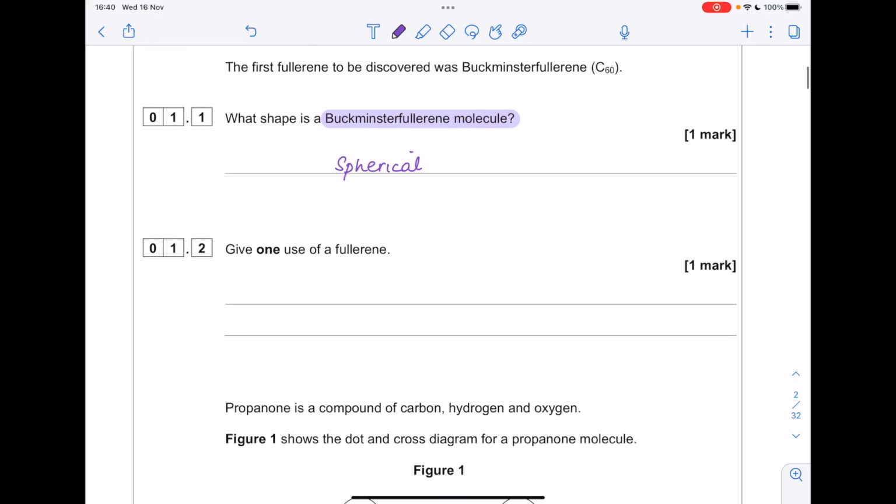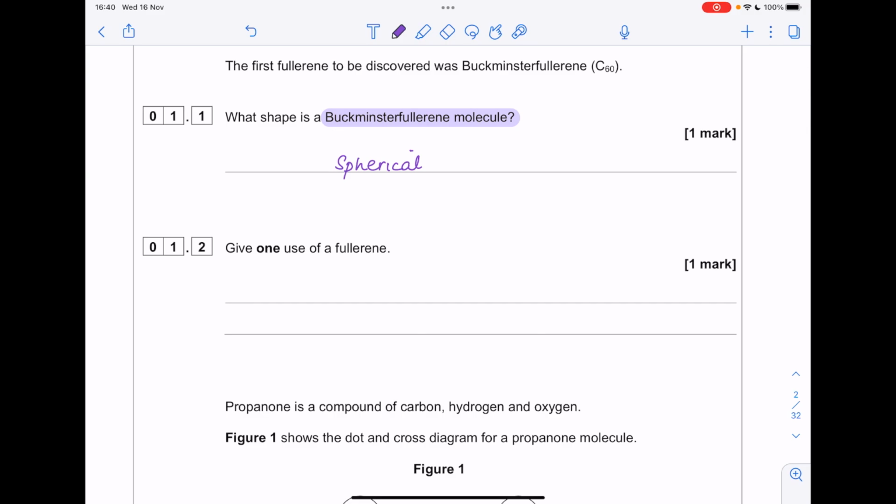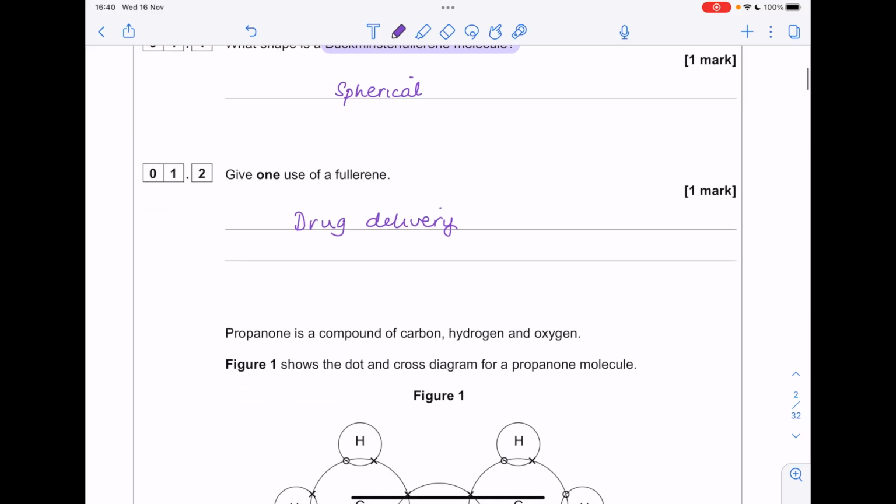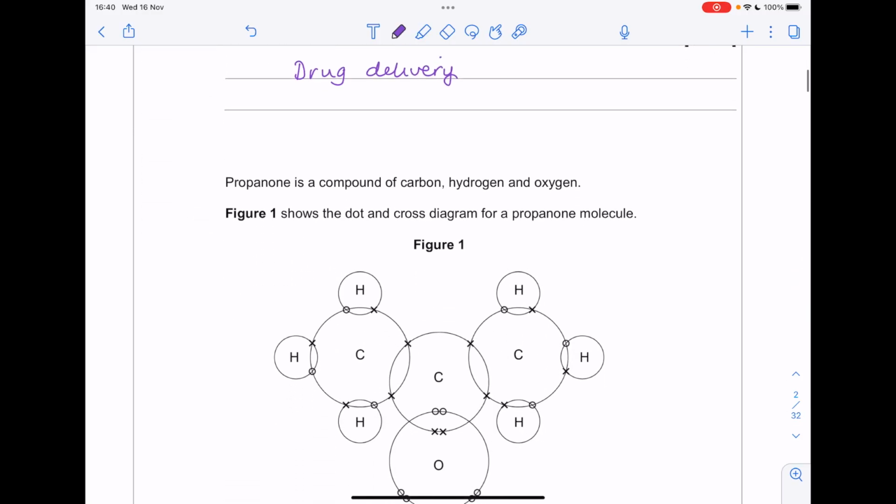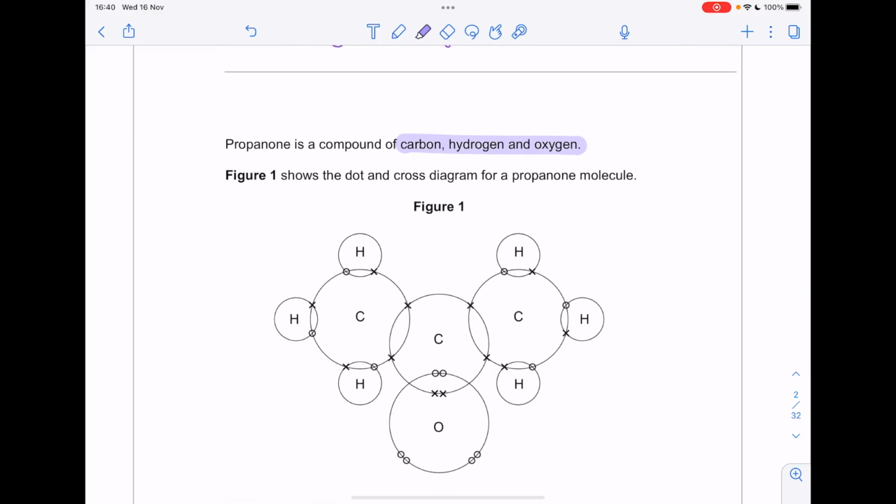Give one use of fullerene. Remember, it's used in nanoscience, so it can be used to deliver medicine or drugs. It can also be used as an antioxidant, for hydrogen storage, or as a lubricant. Many options.